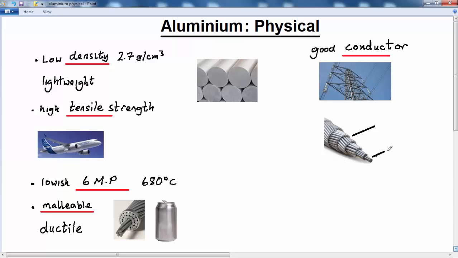These usually consist of a steel core. Okay, that steel core just provides that extra bit of tensile strength necessary to support these cables between pylons. So we've got a steel core, but the outer layers of the cable are made from aluminium, which has a much greater electrical conductivity than steel.